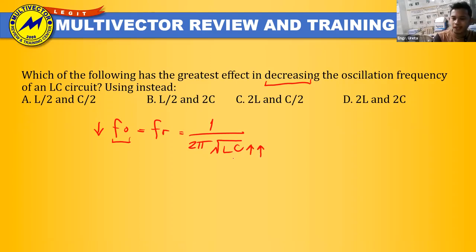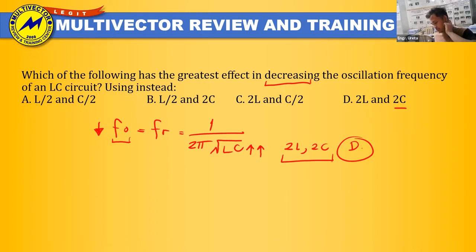Okay, so ano ba yung maximum ng L? So binanggit, the maximum value of L is 2L and the maximum value of C is 2C. Therefore, kailangan natin gamitin yung maximum value ng L and C para magkaroon kayo ng minimum value dito sa oscillation frequency. Kaya ang tamang sagot, gagamit kayo dapat ng 2L and 2C. Okay? So next.